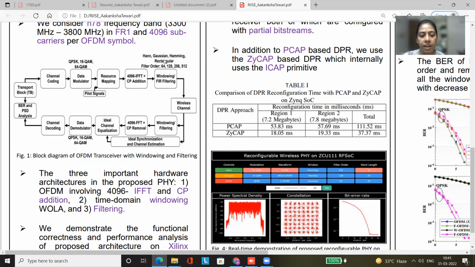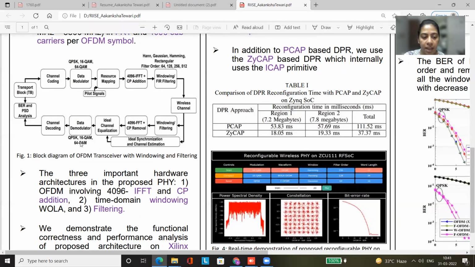So in our design, we have considered 4 windows: Hann, Gaussian, Hamming, and rectangular window. And we have considered 4 filter orders, which are 64, 128, 256, and 512. These symbols are then passed through the wireless channel, which we have modeled as an AWGN channel.